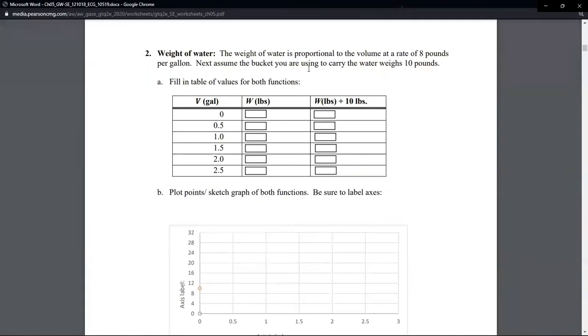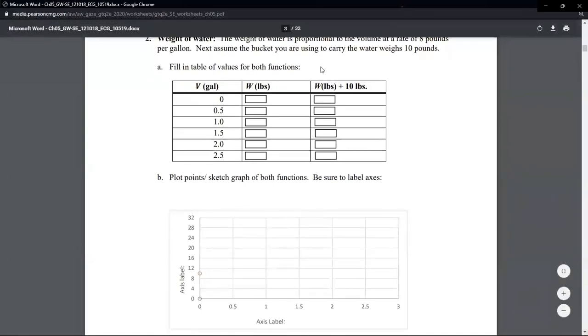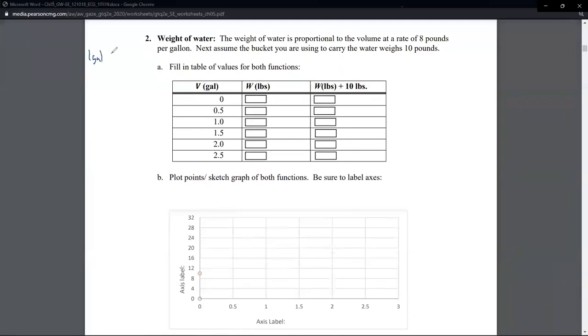So we want to do some what if analysis. What if we put a half a gallon of water in? What if we put a 1 gallon in? How much does the water weigh, and how much does everything weigh? So this is just the water, and then this would be with the weight of the bucket as well. So we said that weight of water is proportional to the volume at a rate of 8 pounds per gallon. 8 pounds per gallon. So that means 1 gallon weighs 8 pounds. Two gallons would weigh 16 pounds, et cetera. Not the other way around. It's not 1 pound is 8 gallons. You have to make sure you're getting that right, which I can no longer see on my screen.